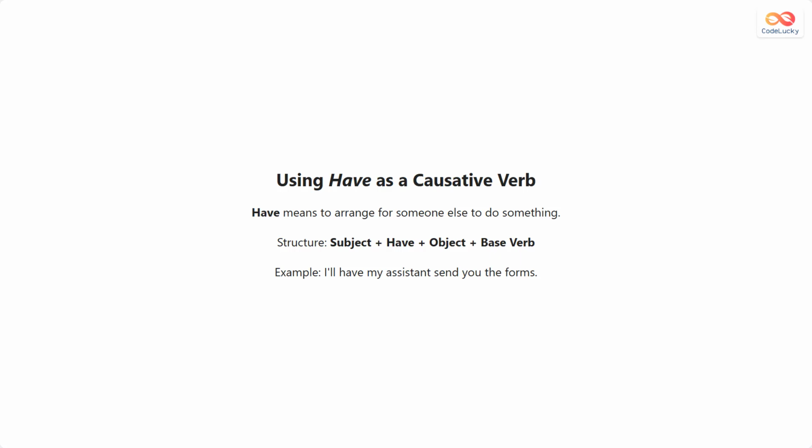The causative verb have has a simple structure. It follows the pattern: subject, have, object, and then the base form of the verb. For example, I will have my assistant send the forms means the assistant will send the forms, arranged by me.